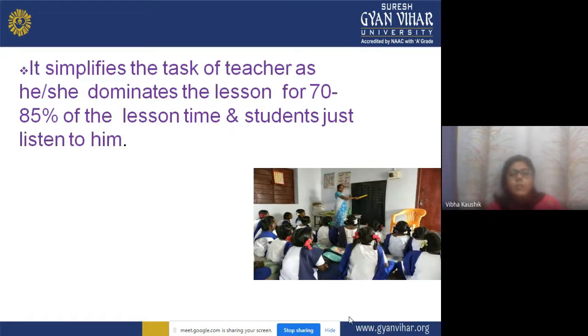It simplifies the task of the teacher as she dominates the lesson for 75 to 80% of the lesson time, and students just listen to her. Now, the task of the teacher is simplified because the sole control of the teaching learning process is in the hands of the teacher, and students are just passively listening to what the teacher is saying. So that's why they say that it simplifies the task of teachers.